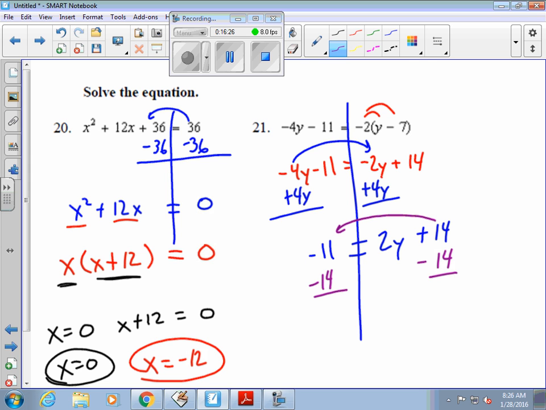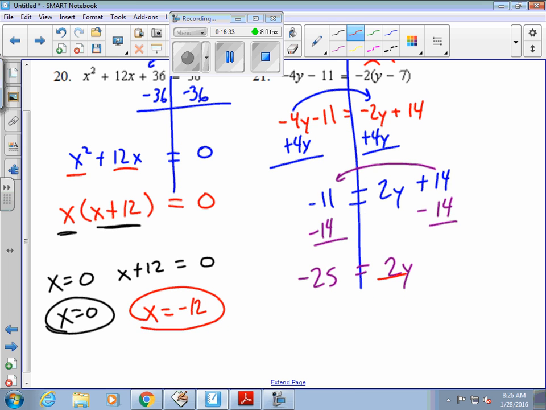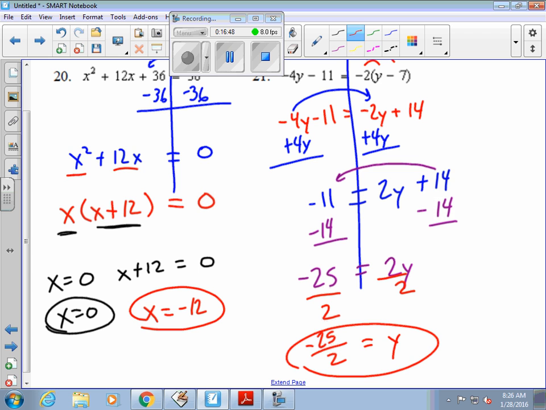Keep that common negative. 25 is equal to 2 times y, and to get y by itself you divide by 2. If you do it there, do it here. You know that a negative divided by a negative is a positive. This is a negative divided by a positive. So it's going to be a negative, and there's no number that goes into 25 and 2. So we'll leave it as the improper fraction, negative 25 over 2.